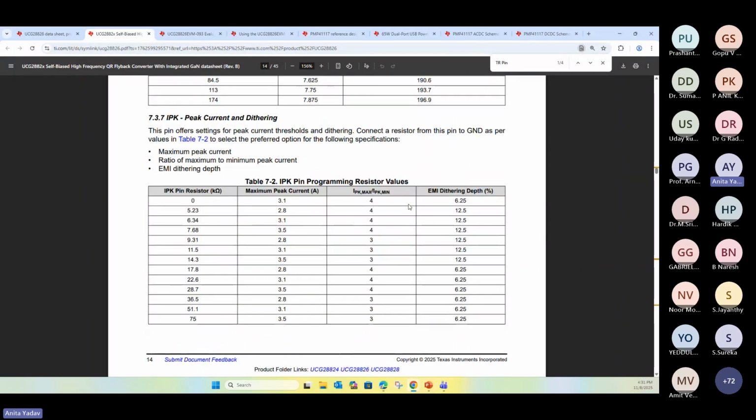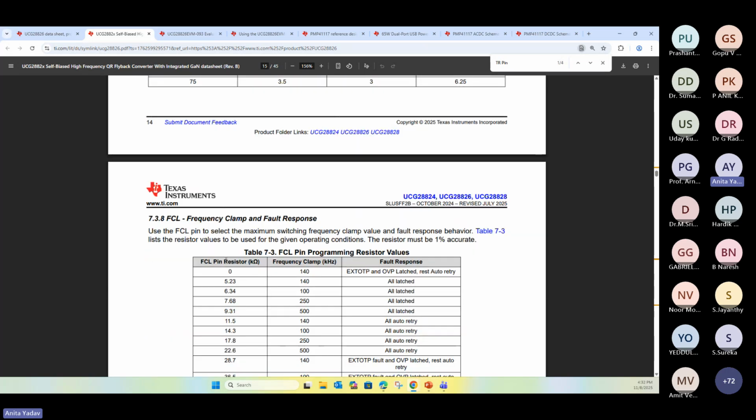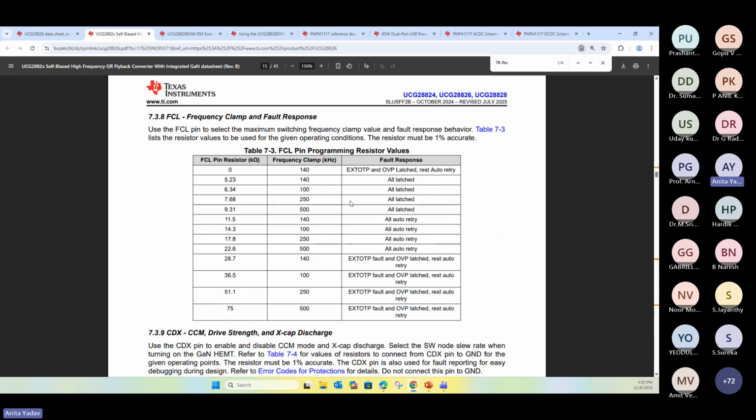And in the peak current, what is the min max ratio, what is the EMI dithering depth you want, and then what is the max frequency you want. Those are all configurable there.